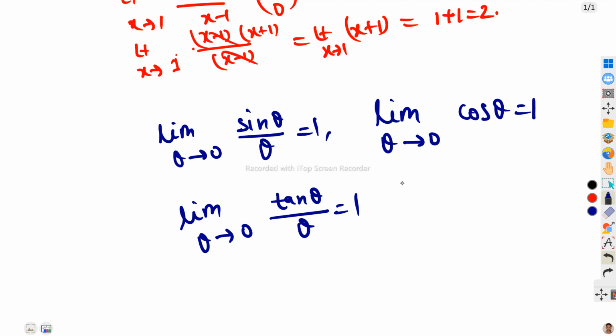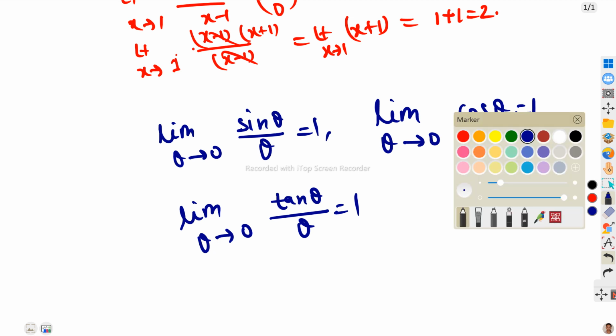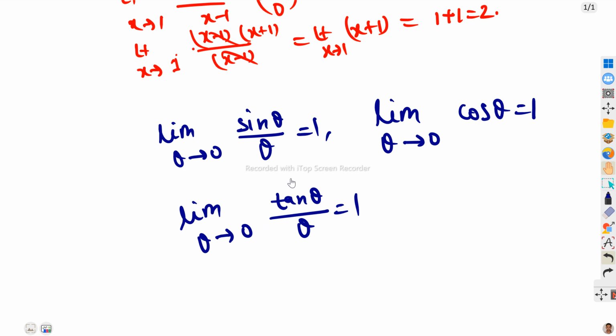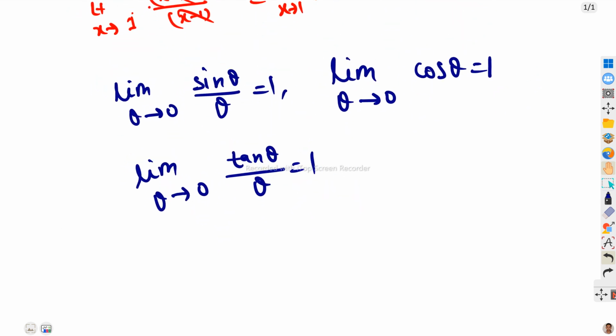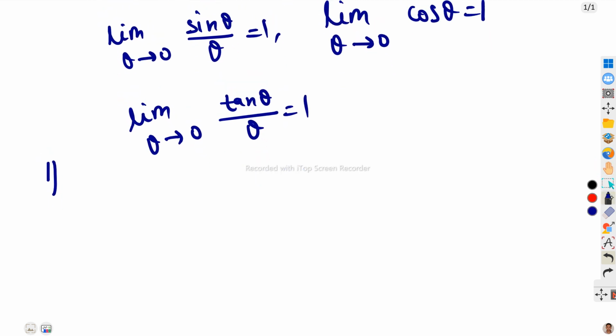Again, we have another formula. We will prove this formula in other videos, but we are going to discuss only some problems here, and we will see how we can solve these problems. Again, we have some useful formulas.